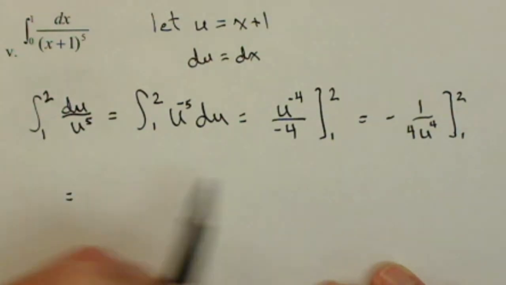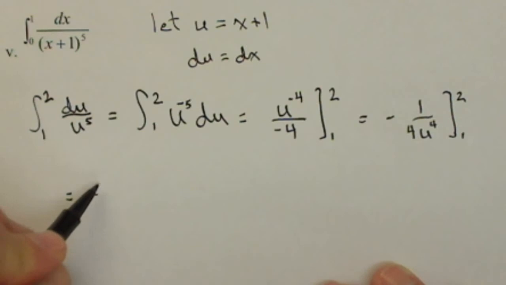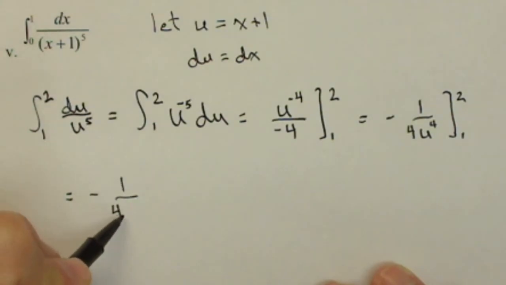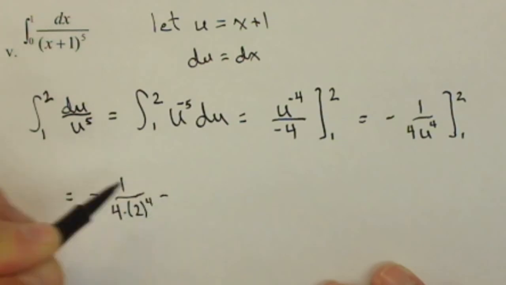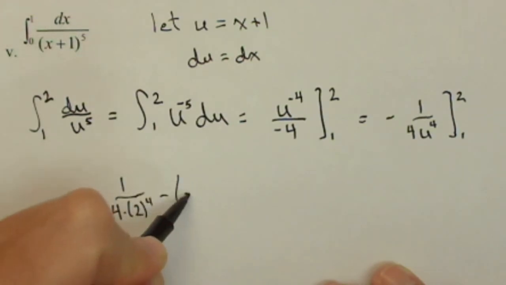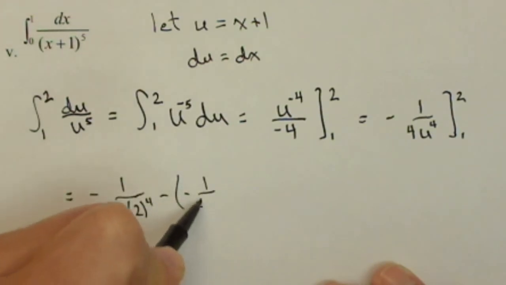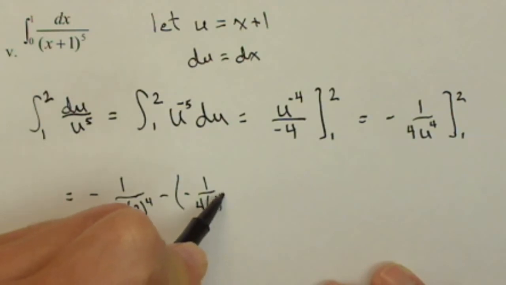Now we're going to insert our limits. So first we insert the top limit. So negative 1 over 4 times 2 to the fourth, minus negative 1 over 4 times 1 to the fourth.